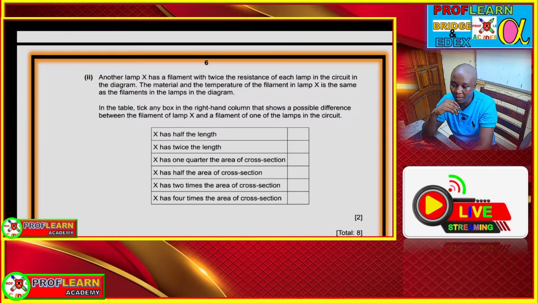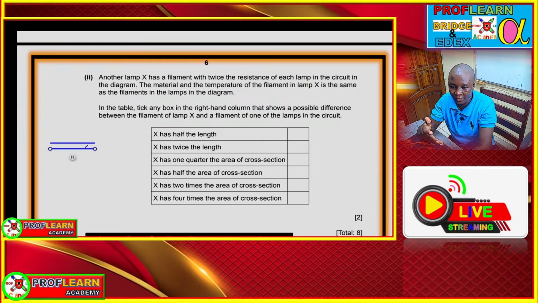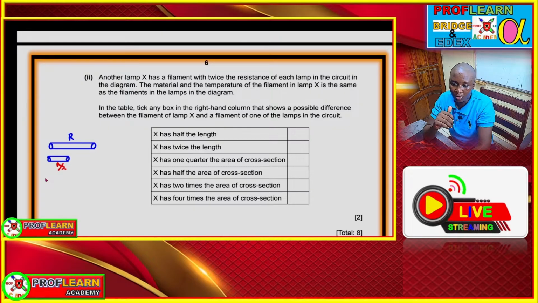Question Roman 2 is looking at factors that affect resistance in conductors. Here we have a conductor of resistance R, and then a second conductor made of the same material, with the same cross-sectional area, but half the length. So if the resistance of the longer one is R, since this one is half the length, its resistance is also going to be half. So the resistance of the second one is going to be R over 2.